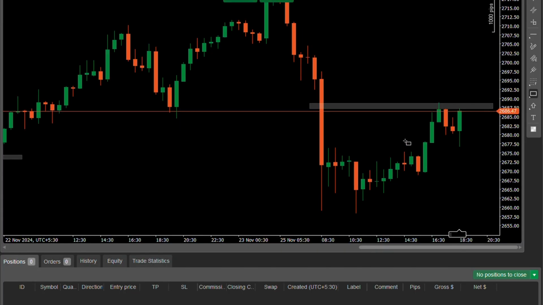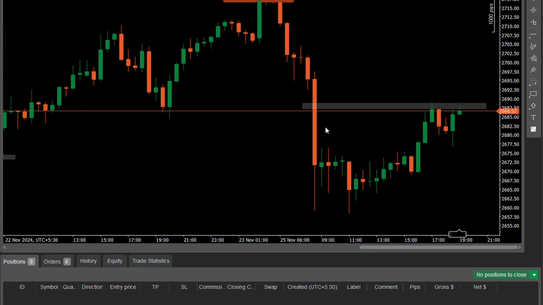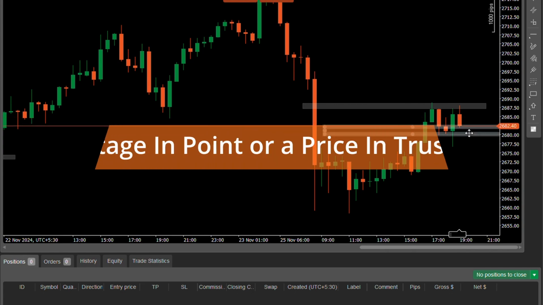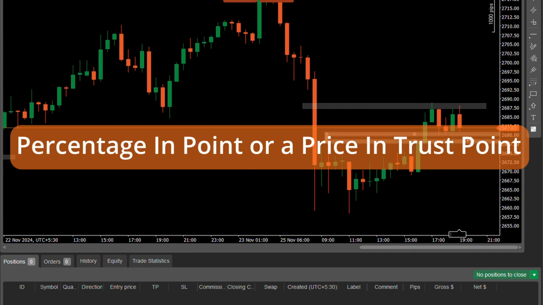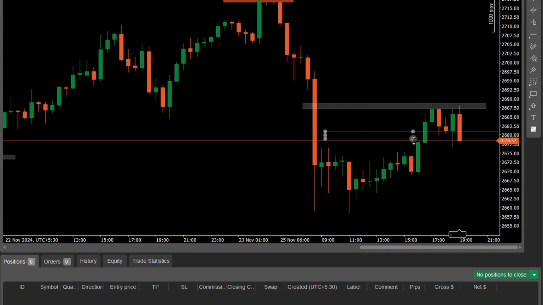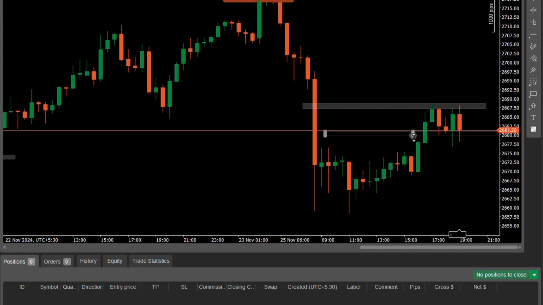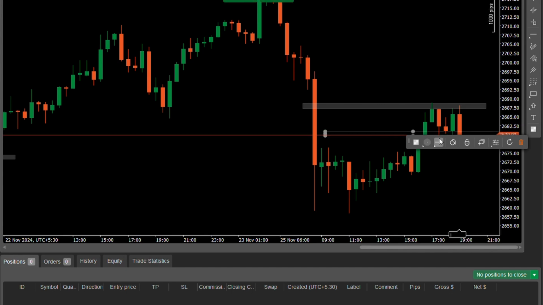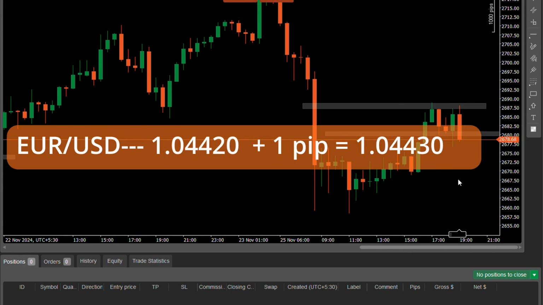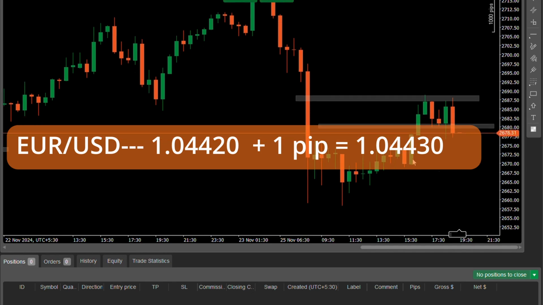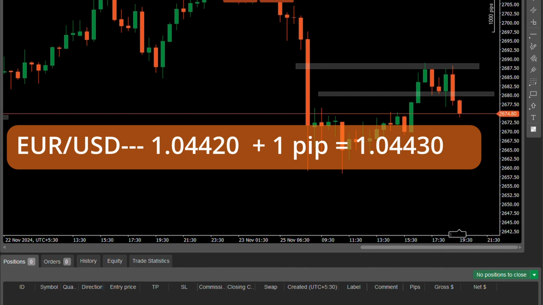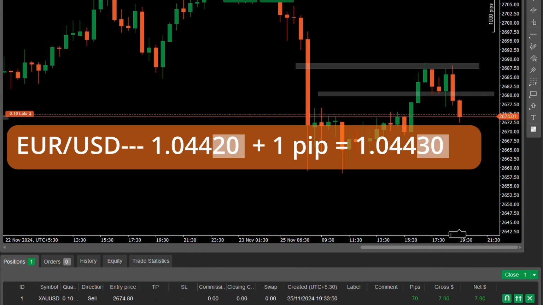What is a pip? In the land of Forex, exchange rate changes are measured in pips. A pip stands for percentage in point or price interest point. This is a standardized measurement for the smallest whole unit price move that an exchange rate can make. If the euro dollar is sitting at 1.0442 and its value gained by 1 pip, it would move to 1.0443. Most currencies are quoted to the fourth decimal place, with the fourth decimal place representing 1 pip.